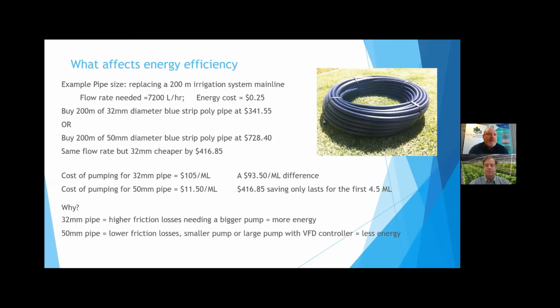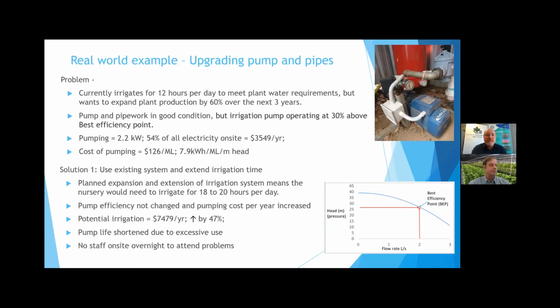So why is that? That's because the 32 millimeter pipe actually has higher friction, and it needs a bigger pump and more energy to push the same volume of water through that smaller pipe. While the 50 millimeter pipe has the lower friction, it can use a smaller pump, or it can use a large pump with a VFD controller, which will actually reduce the energy use. And so it actually saves you considerable amounts of money. This is why it's very important to design and install an irrigation system correctly to suit the actual business requirements. Now I'm going to take this one step further, and I'm going to put this into a real world example.